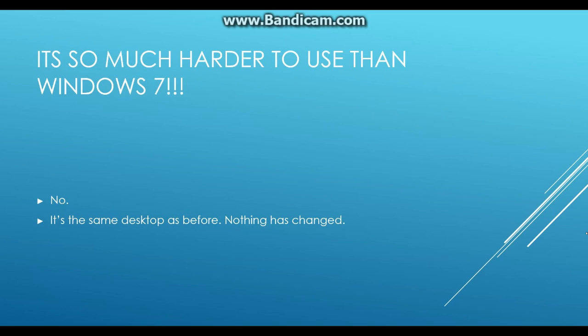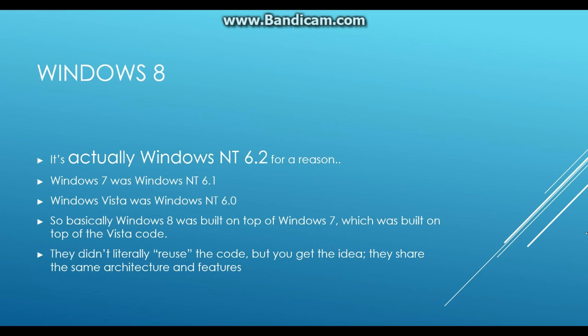And some people think it's much harder to use than Windows 7. That's again completely wrong. It's the same desktop as before. Nothing has changed. It's actually Windows NT 6.2 for a reason. Windows 7 was 6.1. Windows Vista was 6.0. So basically Windows 8 was built on top of Windows 7, which is built on top of the Vista code. They didn't literally reuse the code, but you get the idea.